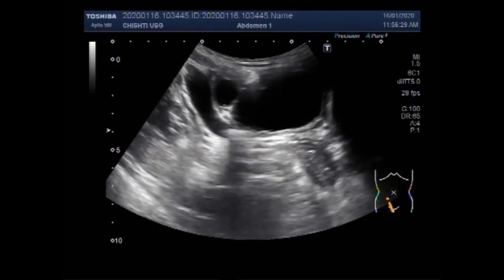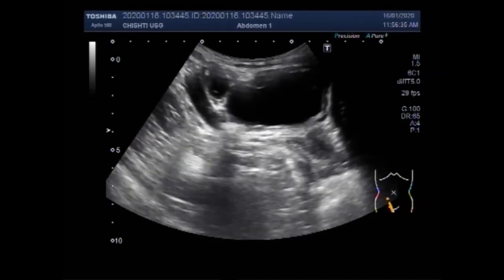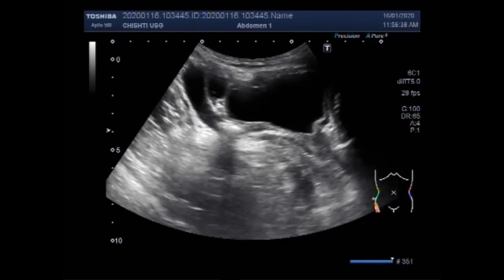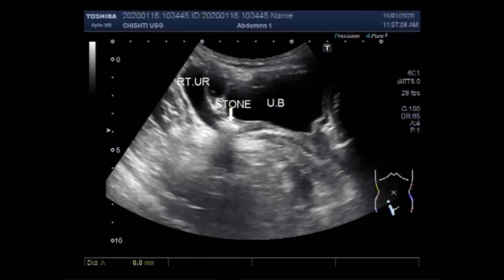You can see the stone shadowing. The larger the stone, the greater is the intensity of the hydroureter and hydronephrosis of the kidney. And the stone nearer to the kidney shows greater and gross hydronephrosis as compared to the stone in the lower one third. Now you are going to see another video.